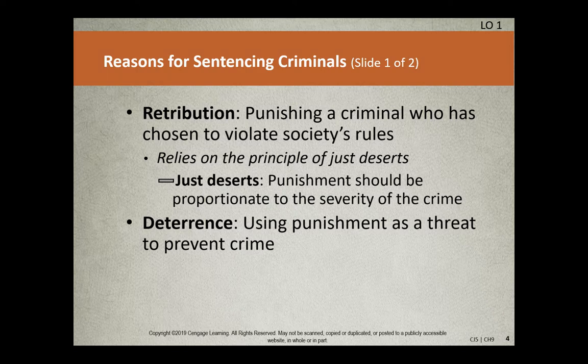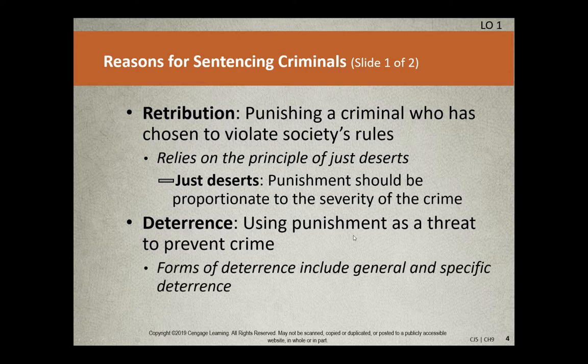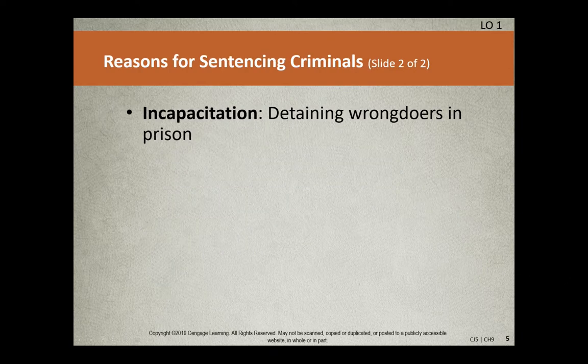Now, incapacitation refers to a strategy for preventing crime by detaining wrongdoers in prison. We're incapacitating them. Basically, we're separating them from the community and reducing their criminal opportunities. As a purely practical matter, incarcerating criminals guarantees they will not be a danger to society, at least for the length of their prison term.